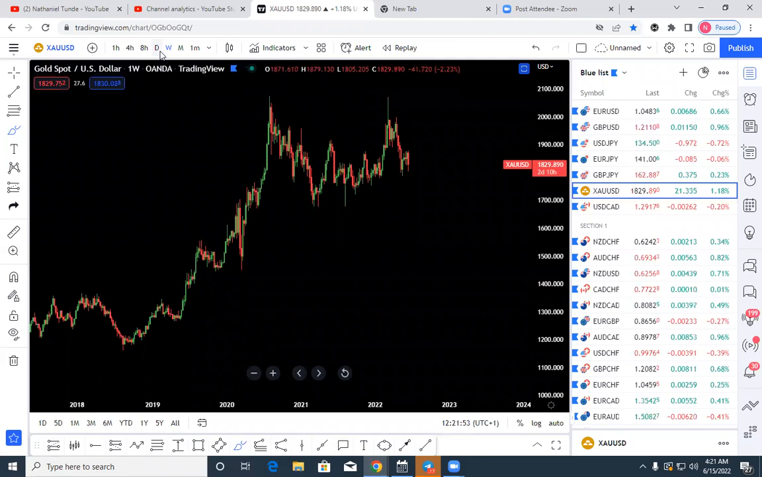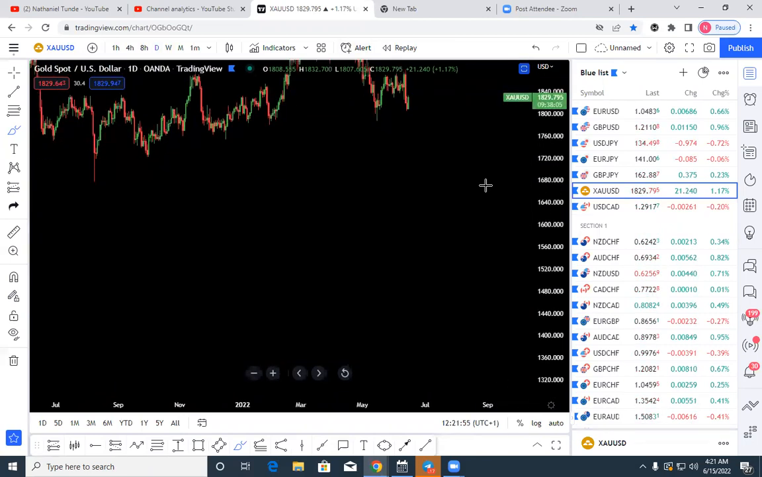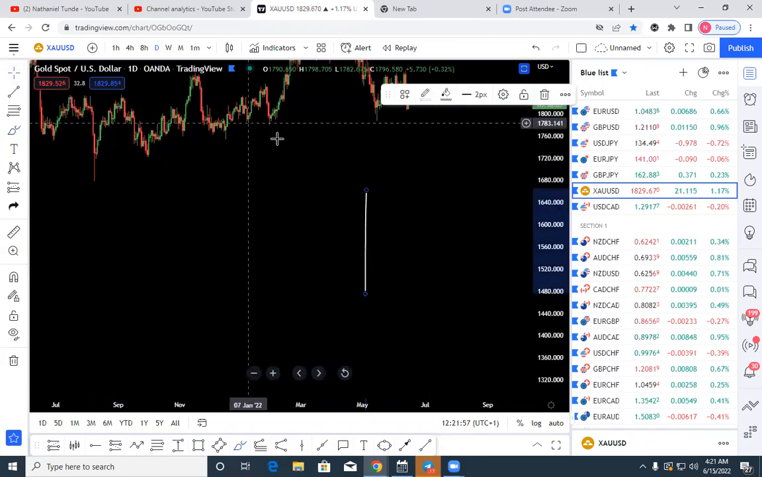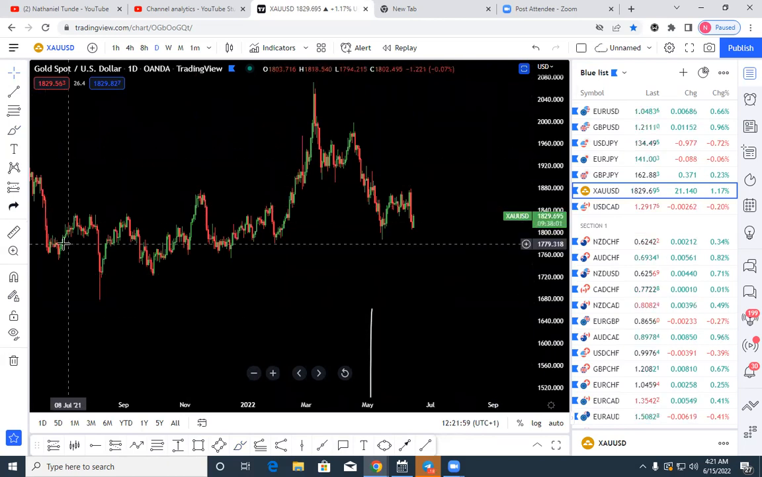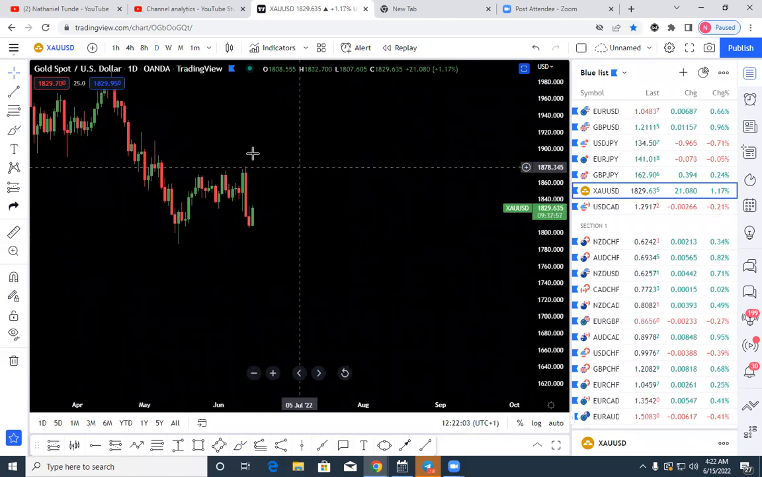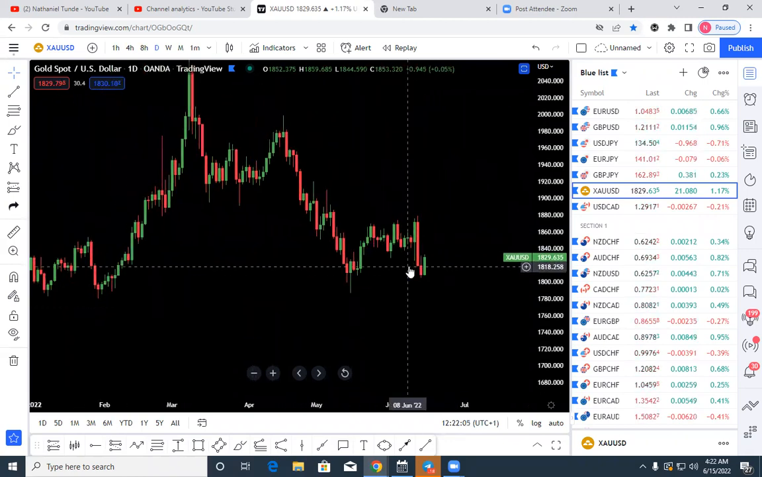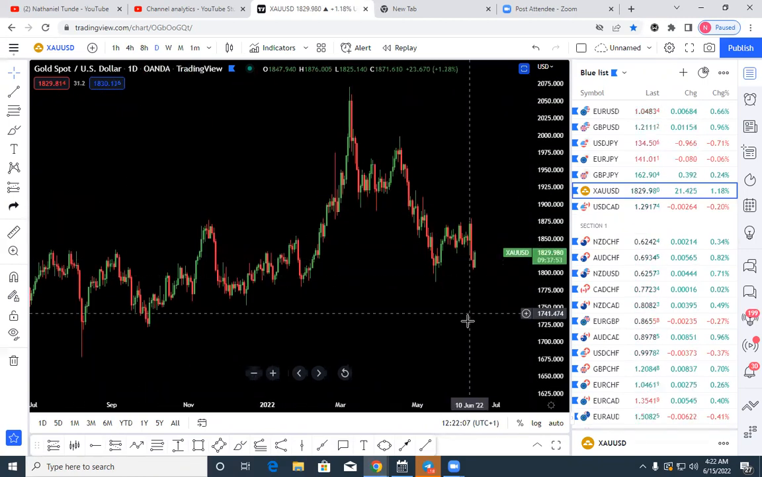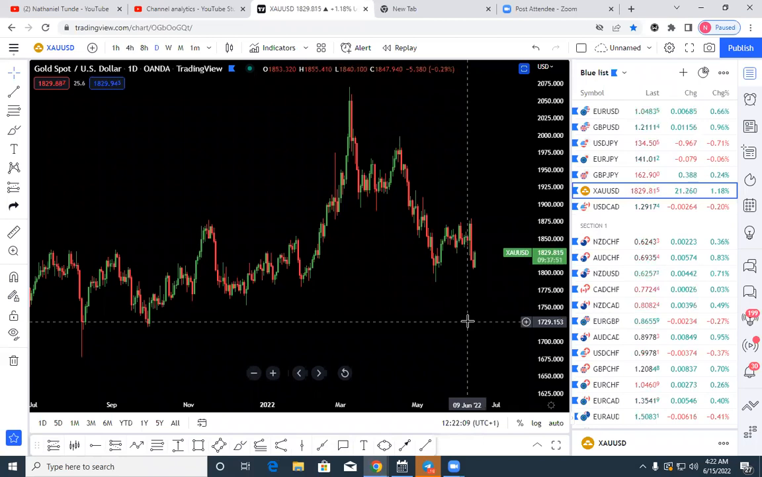Then let's go to daily. Can you see? The question is this: when you now come to daily, is the structure complete for you to sell? No. Our bias is to the downside. But is it ready for the sale right now? No, it is not ready.